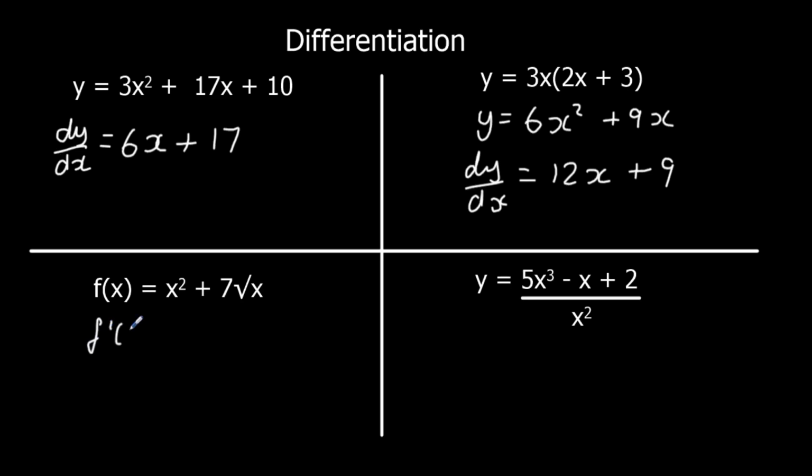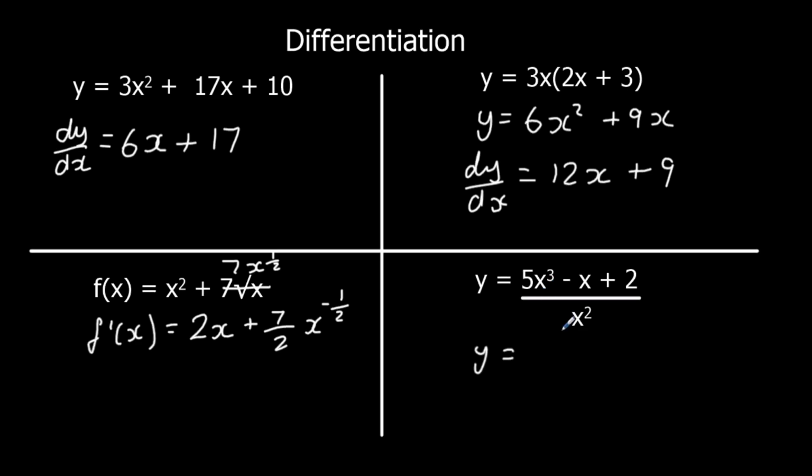Here with this notation, we write f dash x instead of dy dx. It means the same thing. But actually, we should have changed this first to x to the power of a half. So this is 7x power of a half. And then we just follow the same process again. Times by the power, take 1 off the power. 7 times a half is 7 over 2. And then half take away 1 is minus a half.